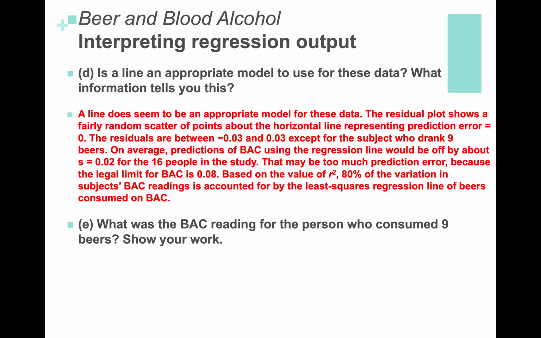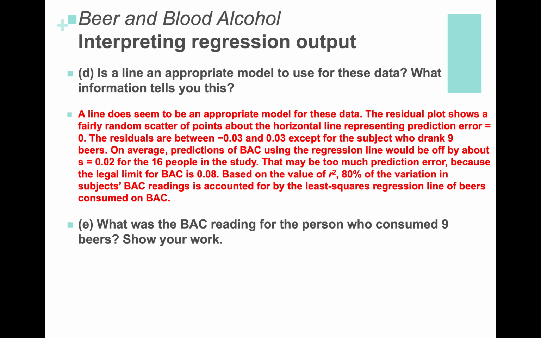So we decide a line does seem to be appropriate. There's lots of different reasons we can say this. First of all, if you do a residual plot, you would see a fairly random scatter of points about the horizontal line representing the prediction error equaling 0. The residuals are all between negative 0.03 and 0.03, except for the subject who drank 9 beers. That's a lot of beers, oh my goodness.